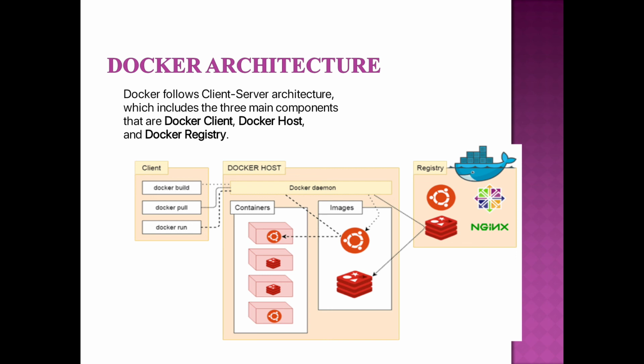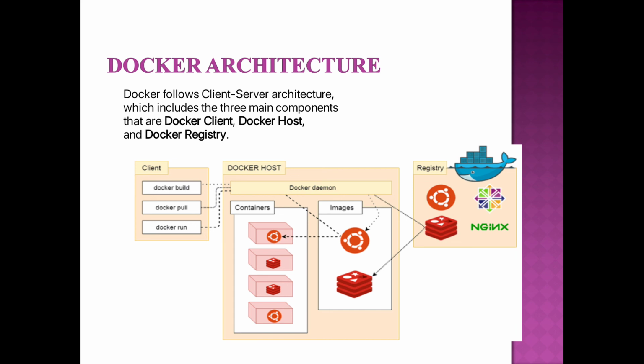Next, coming to the third major component, that is the Docker registry. The main functionality of this Docker registry is that it manages and stores the different Docker images that come from your Docker host. Whatever Docker images are maintained within your Docker host are managed and stored with the help of the Docker registry.